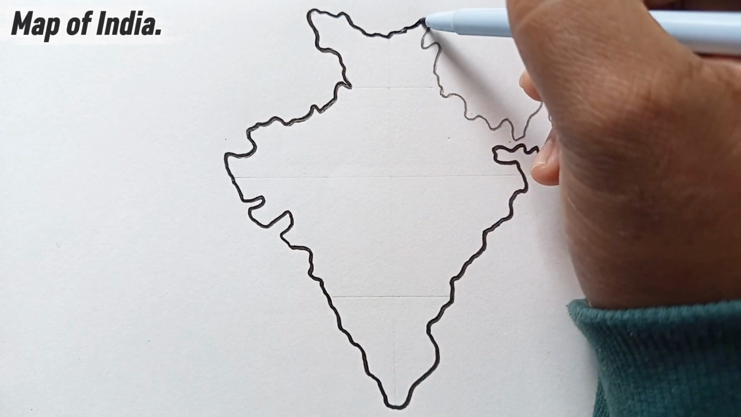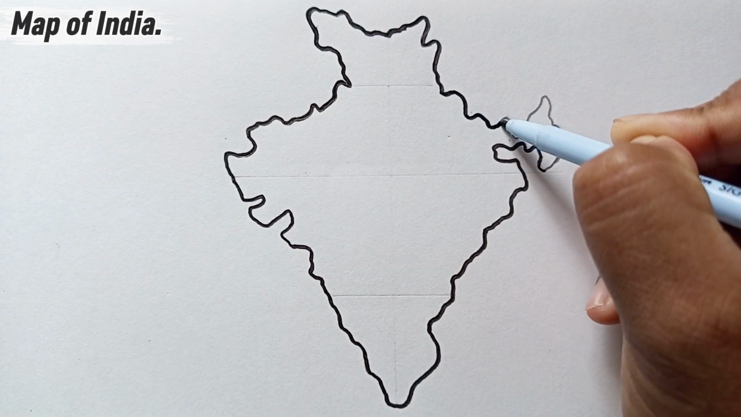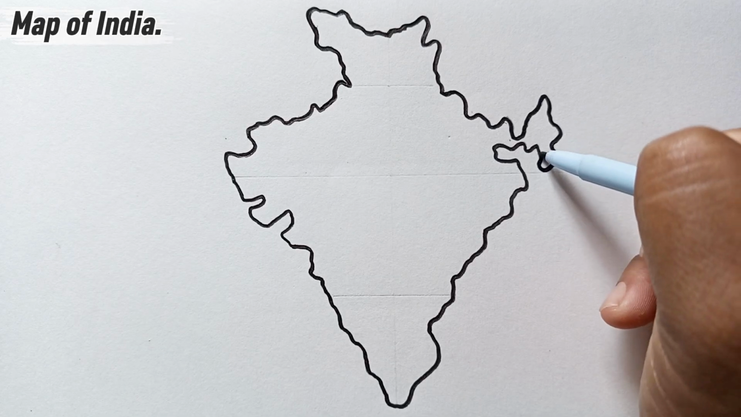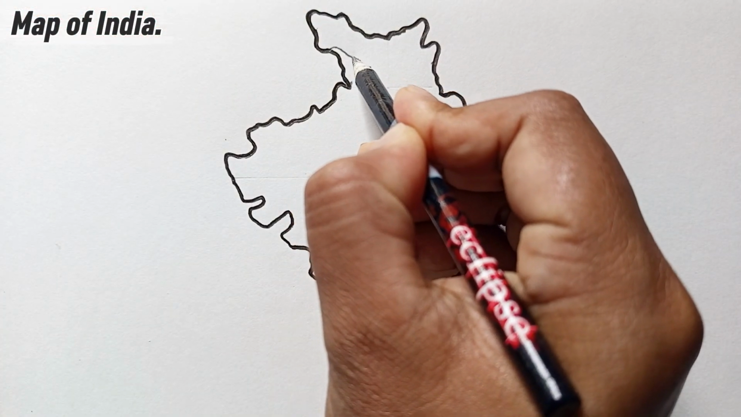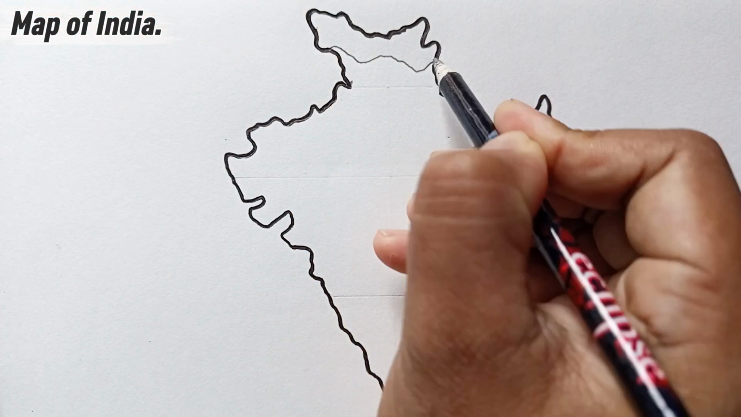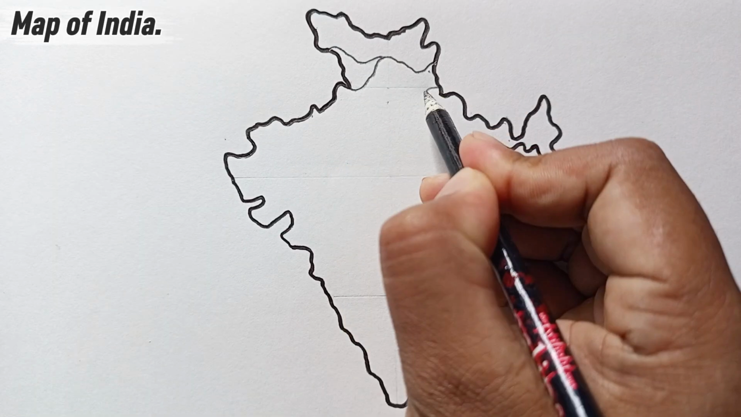After finishing the state boundaries, neatly write the name of each state inside or beside it with arrows if needed. Darken the final lines, erase extra marks, and color the states differently to make the map clear and attractive.